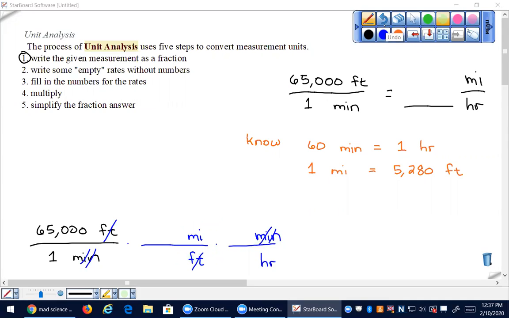So you're gonna divide 65,000 by 5,280. Let's see how many times. Yeah, well, let's just follow the process slowly. You were doing it right, but I want to do it slow and step by step. So what are my numbers? It was 60 minutes in an hour, and 1 mile is 5,280.